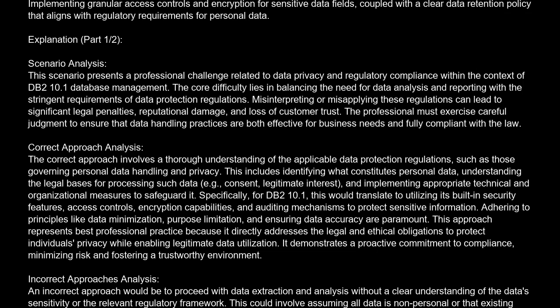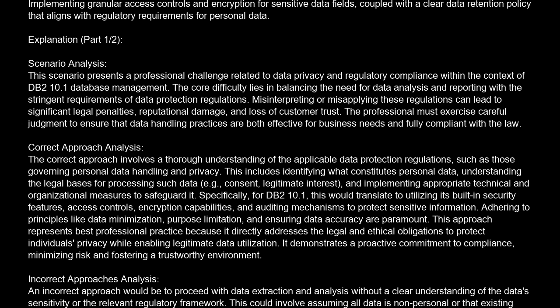The correct answer is B. Implementing granular access controls and encryption for sensitive data fields, coupled with a clear data retention policy that aligns with regulatory requirements for personal data. Explanation. Scenario analysis. This scenario presents a professional challenge related to data privacy and regulatory compliance within the context of DB2 One database management. The core difficulty lies in balancing the need for data analysis and reporting with the stringent requirements of data protection regulations.